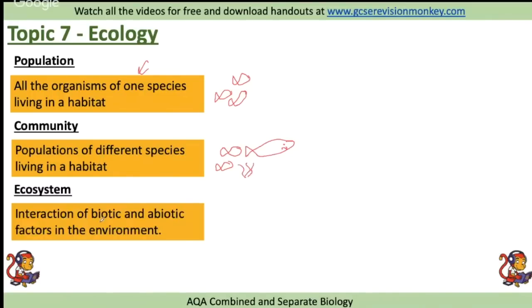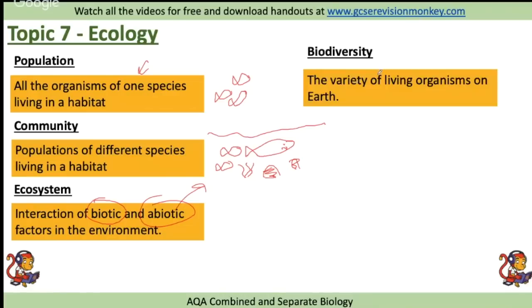An ecosystem is the interaction of living, biotic, and non-living, abiotic factors. So it could be that you're talking about the rocks that are in that system, the temperature of the water, the current of the water, and adding all the abiotic things in there as well. And two more keywords, biodiversity. Bio means living, diversity means variety. So biodiversity is the variety of living organisms on the earth.